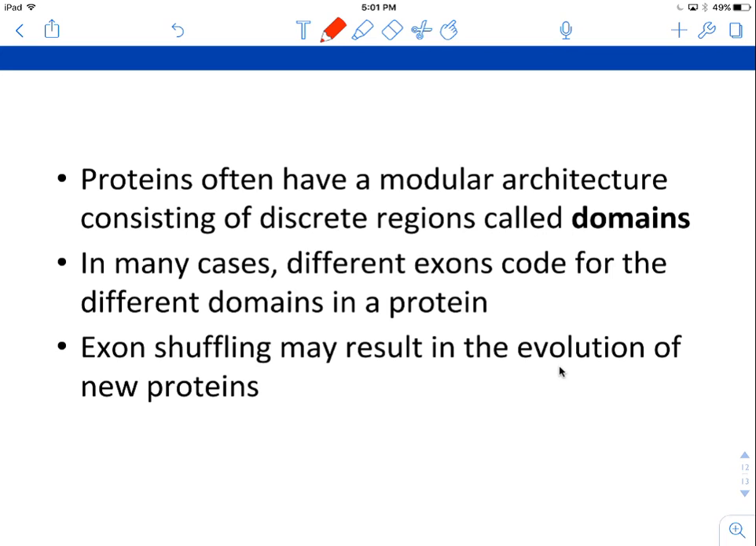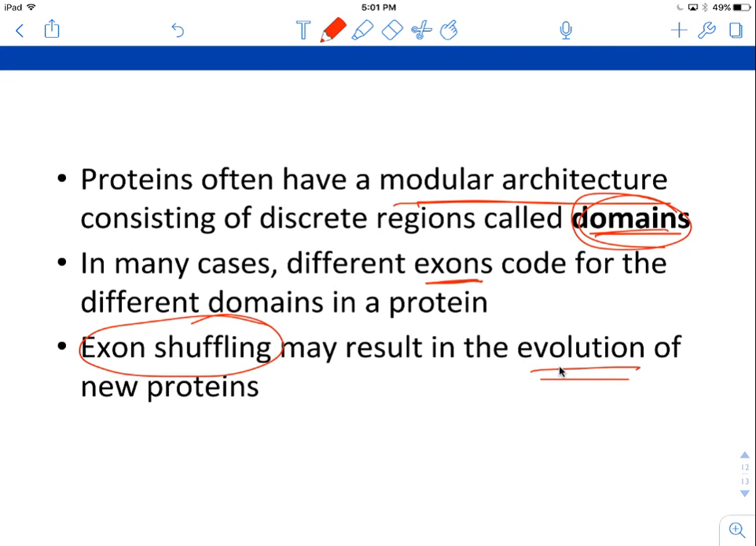All right. And proteins have this architecture with discrete regions called domains. A lot of times different exons code for a domain, like exon 1 will code for one domain, exon 2 will code for domain number 2. So not only can we splice these together differently to form different proteins, but we can also mix up the order. And that's called exon shuffling. And exon shuffling can make all new proteins evolve, which is really kind of neat.